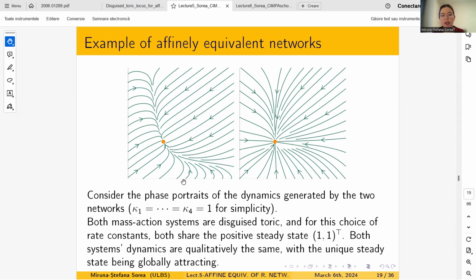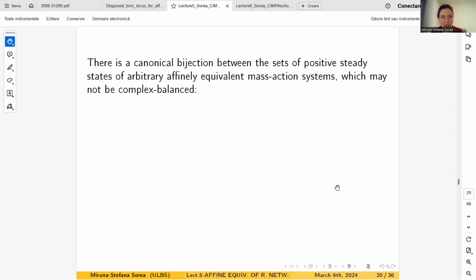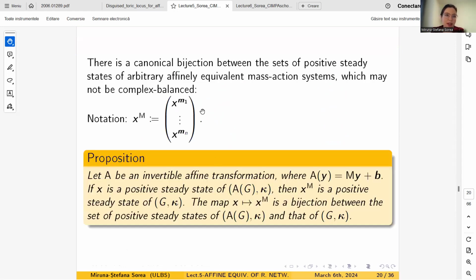They are disguised toric, so we know that they have nice dynamics, just a locally stable steady state, and you see that it's globally attracting in this case. But indeed, the steady states are preserved bijectively, and this can be made precise in the theorem now. So what I was saying about this bijection between the positive steady states, we need the notation here.